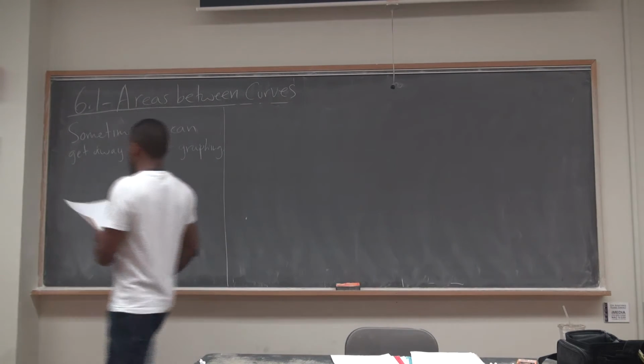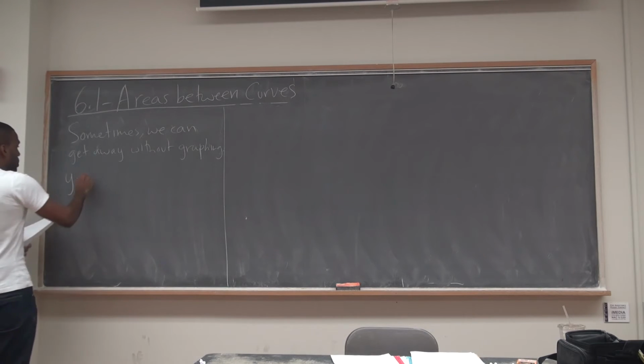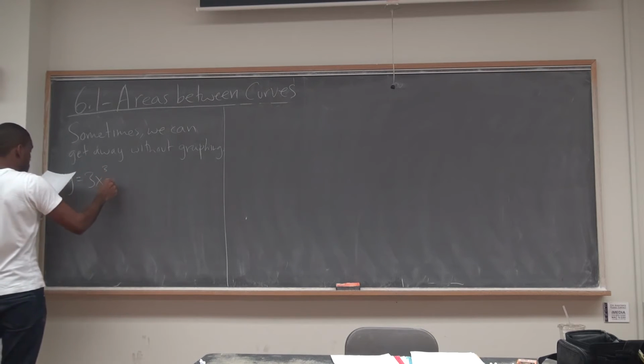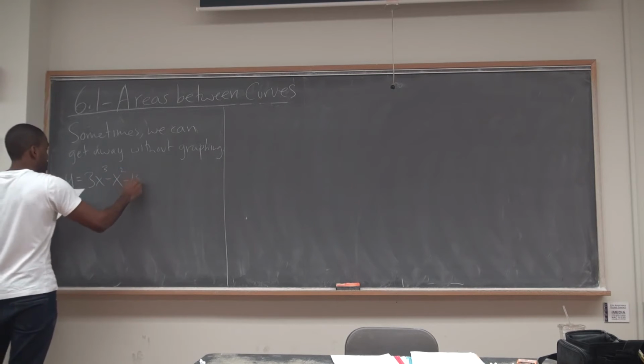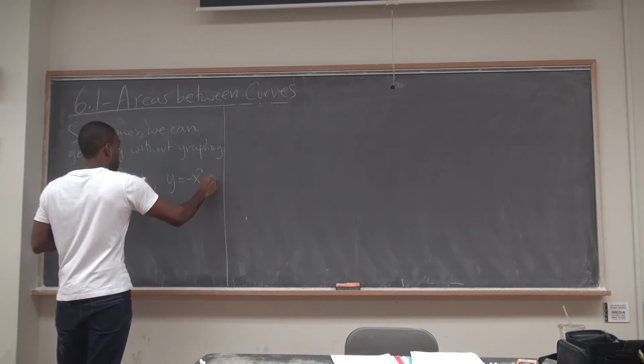Right, so let's say the example was this. I have one function which is 3x cubed minus x squared minus 2x. The other function is minus x squared plus 2x.